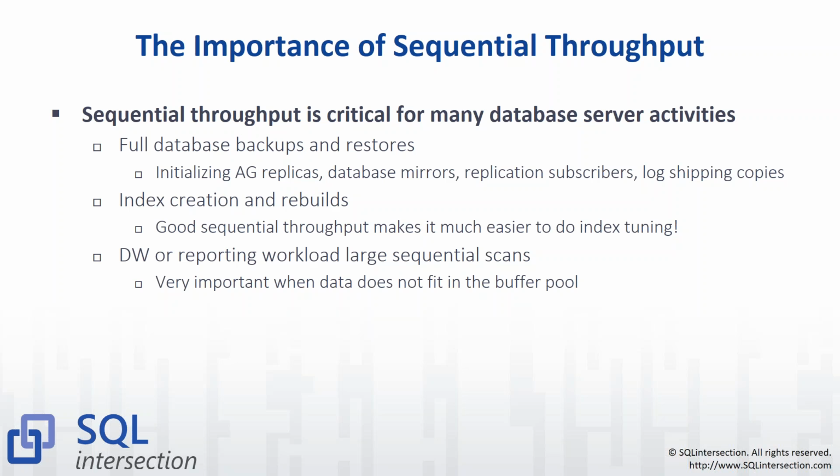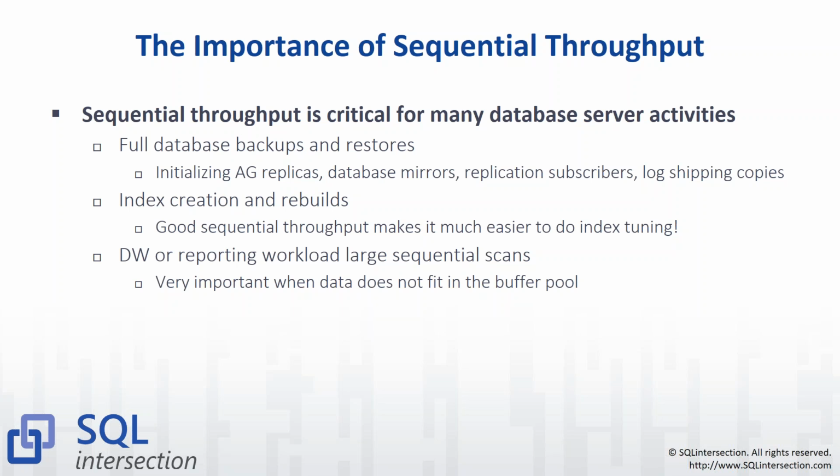I mean, if you know that you've got a large table that needs an index, but you know that it's going to take 2 or 3 hours to build an index on that table, you're much less likely to try it and see if it helps your workload. Whereas if you've got really good sequential throughput and you can build an index on your largest table in just a couple of minutes, that really is a huge difference in how willing you're going to be to do index tuning, for example.